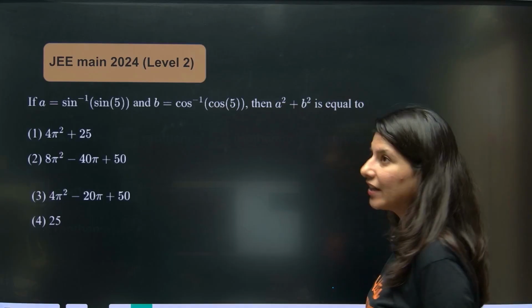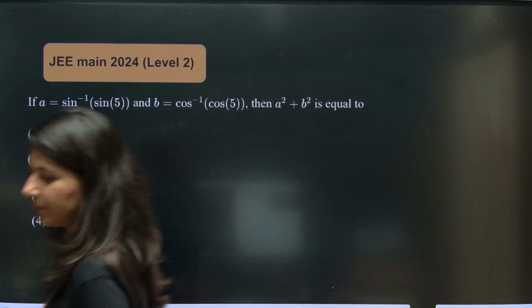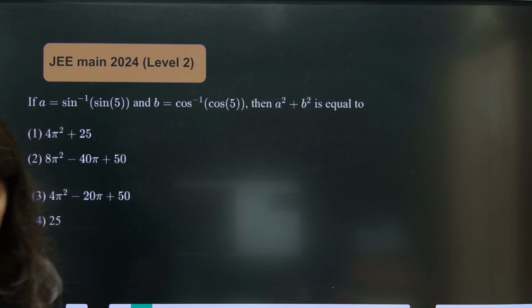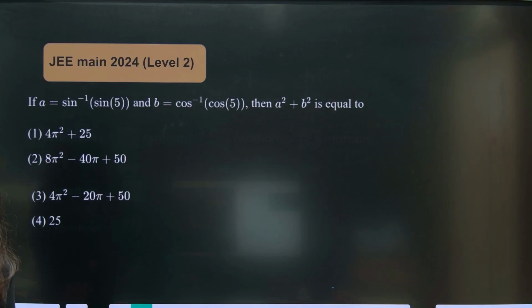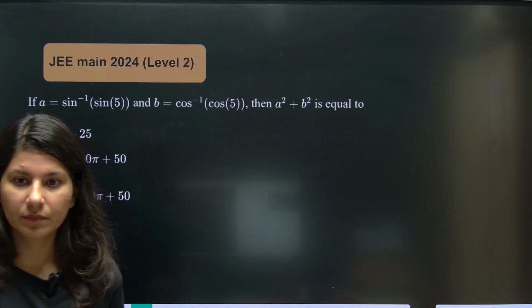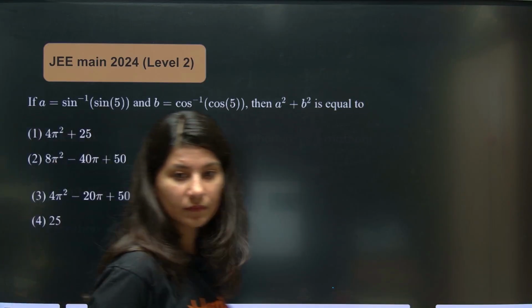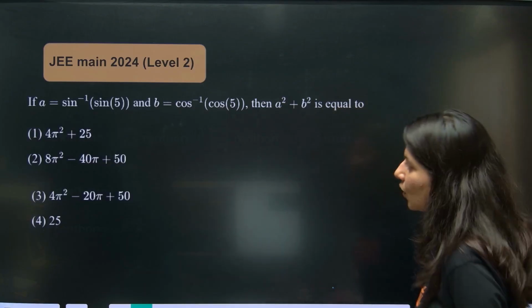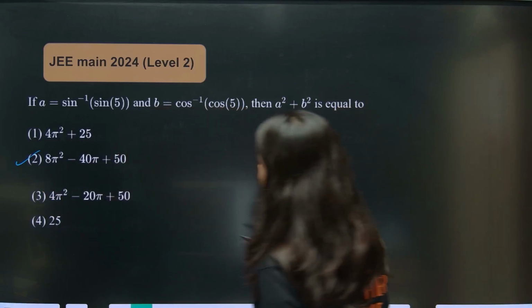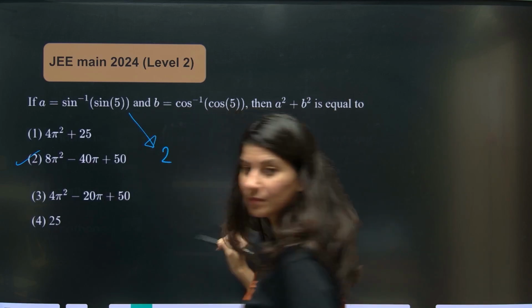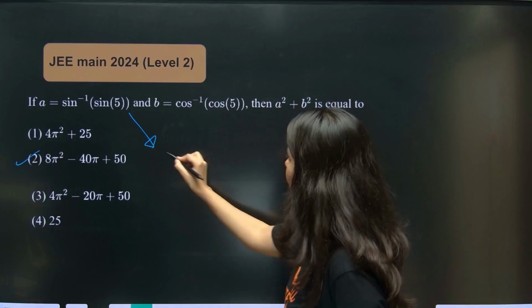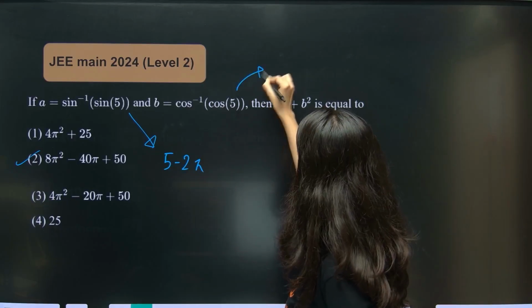Sin inverse sin 5. Option 2. Sin inverse sin 5 will become 5 minus 2 pi. And this will become 2 pi minus 5.